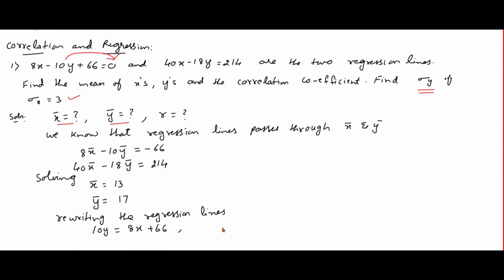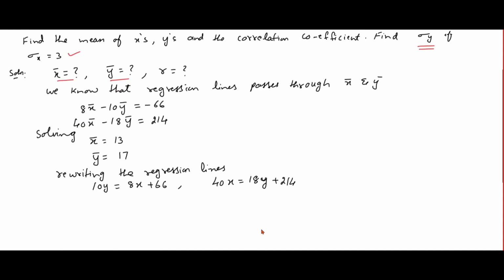The first line. Whereas the second line, one equation I'll write in the form of y is equal to, another equation I'll write in the form of x is equal to. So I will choose the second equation and write it in the form of x is equal to. To write x is equal to, I have to send this 18y to the other side. So if I rewrite that equation, I get 40x is equal to 18 times y plus 214 as it is. Taking the minus 18 to the right hand side, it becomes plus 18.